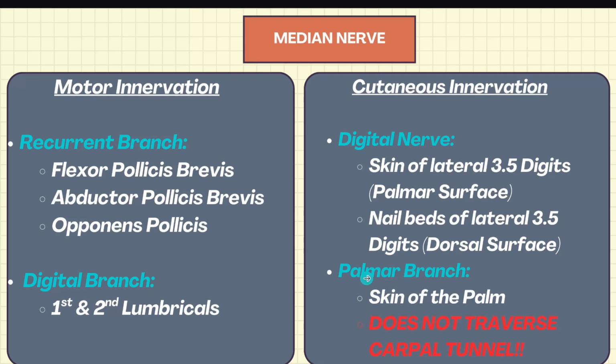And another branch that you're going to have for the cutaneous innervation is the palmar branch. This palmar branch is going to innervate the skin of the palm. However, what you need to know, and it's going to come up in a lot of clinical scenarios, is that the palmar branch does not run through the carpal tunnel. It goes superficial. So if you get a patient that has carpal tunnel syndrome, expect him to still have skin sensation in his palm.